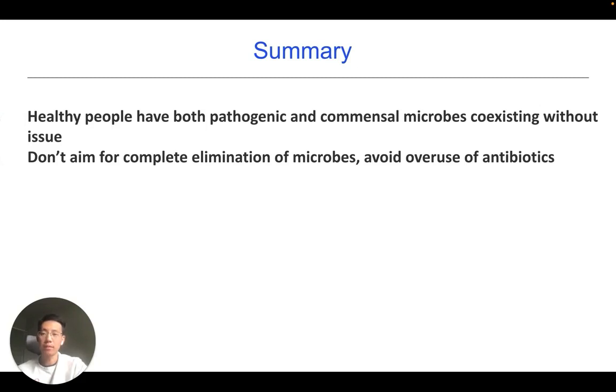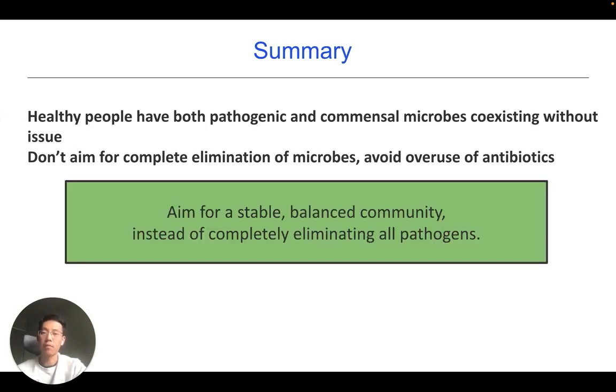So in summary, healthy people have both pathogenic and commensal microbes that coexist in their microbiomes without any issue. And we should avoid the overuse of antibiotics and not aim for the complete elimination of all microbes. And finally, we're aiming for a stable and balanced community instead of completely eliminating all of the pathogens.